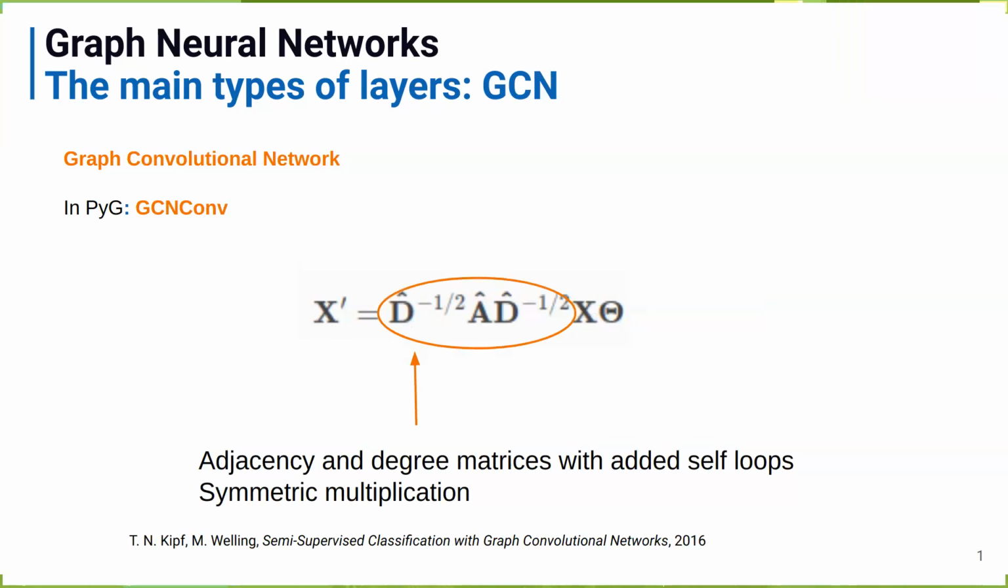Is this square root element-wise? This is a diagonal matrix, so yes, it's the same thing. It's a degree matrix, so it's diagonal. But essentially, it's a very cheap operation.